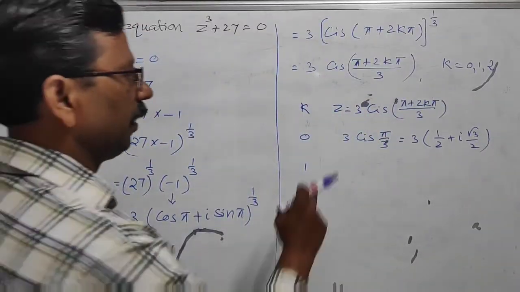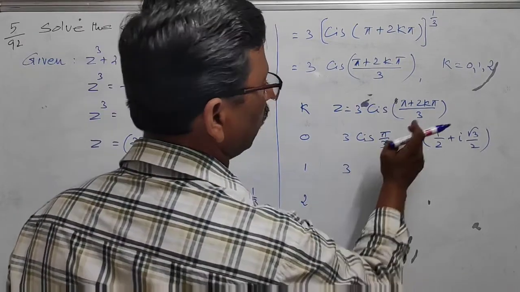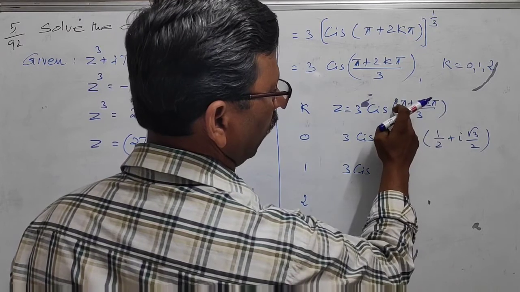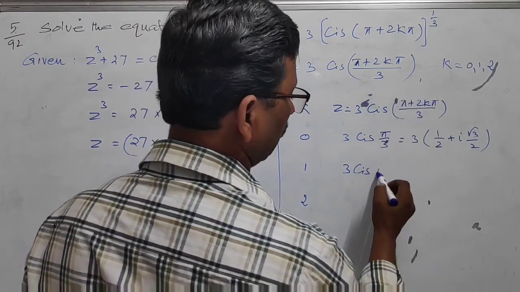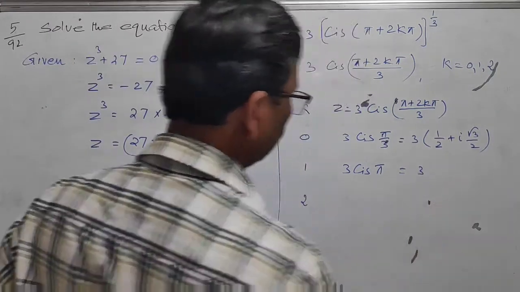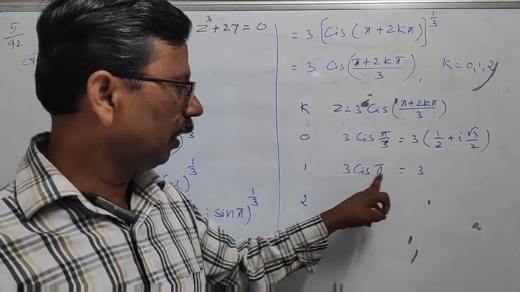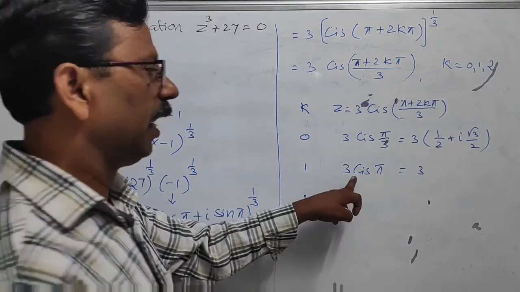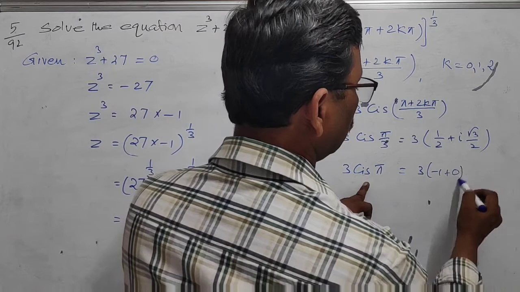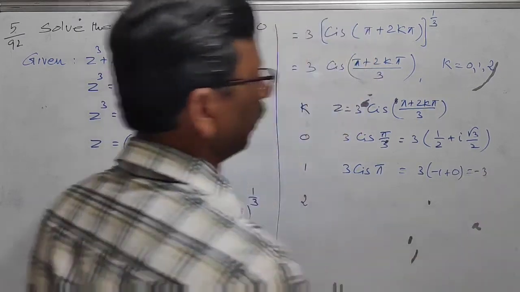Then here we come to 3 into, if you put k equal to 1, we get 2 pi plus pi, 3 pi by 3, which is pi only. Therefore, it is equal to 3 into cos pi plus i sin pi. Cos pi value is minus 1, plus i sin pi is 0. Therefore, you get minus 3.